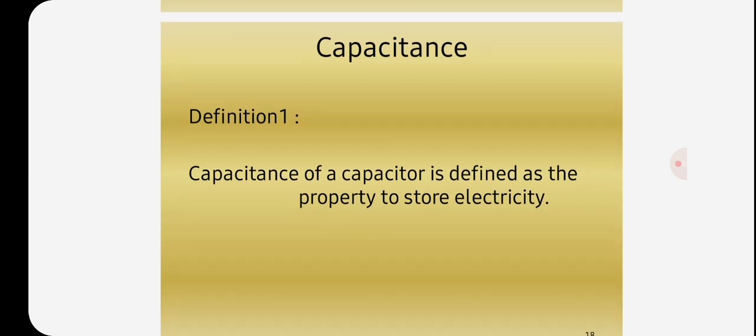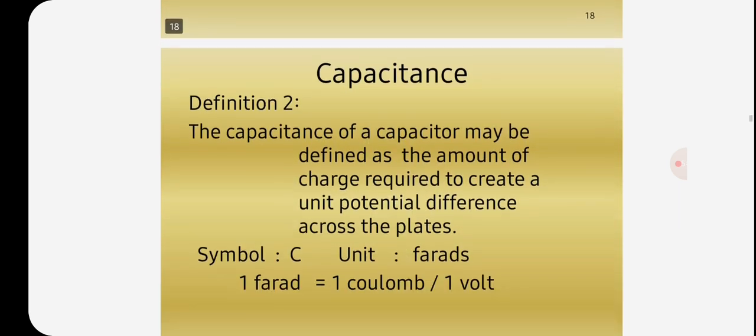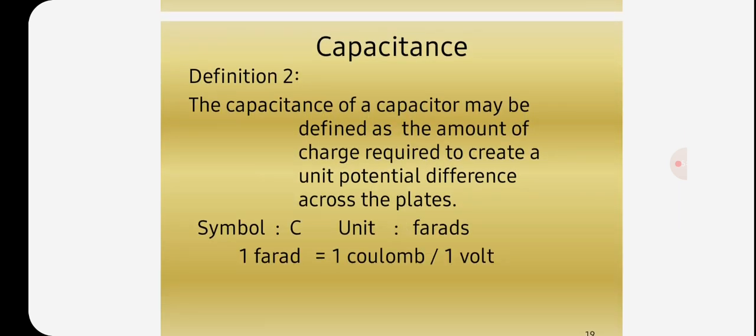Capacitance definition 1: the capacitance of a capacitor is defined as the property to store electricity. The capacitance of a capacitor may be defined as the amount of charge required to create a unit potential difference across the plates. Symbol is C. Unit is farad. 1 farad is equal to 1 coulomb per 1 volt.